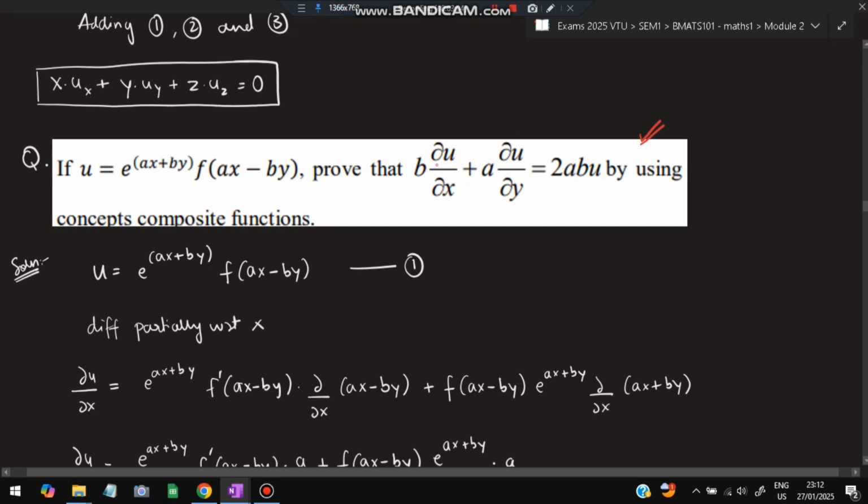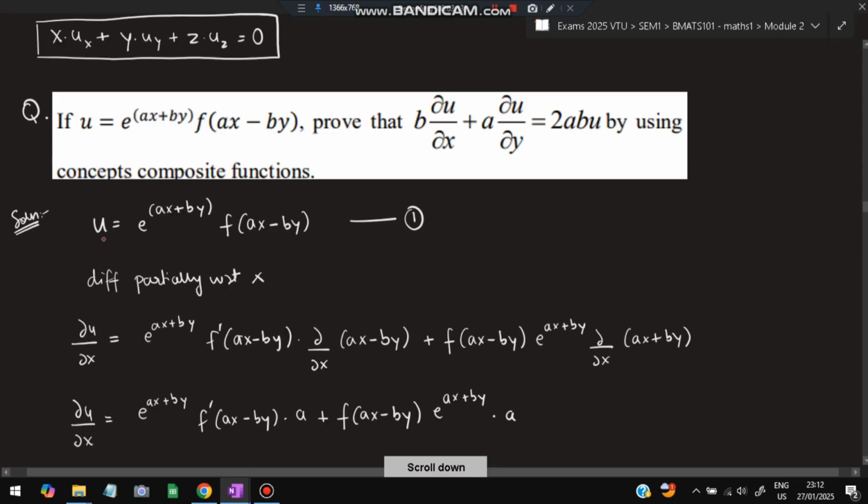Here what they are asking is del u by del x, and we have to multiply by b. So what is our first step? First step is to find del u by del x, then multiply by b. Same thing we'll be doing. Now what is u they have given? u is this value here. So we partially differentiate u with respect to x.